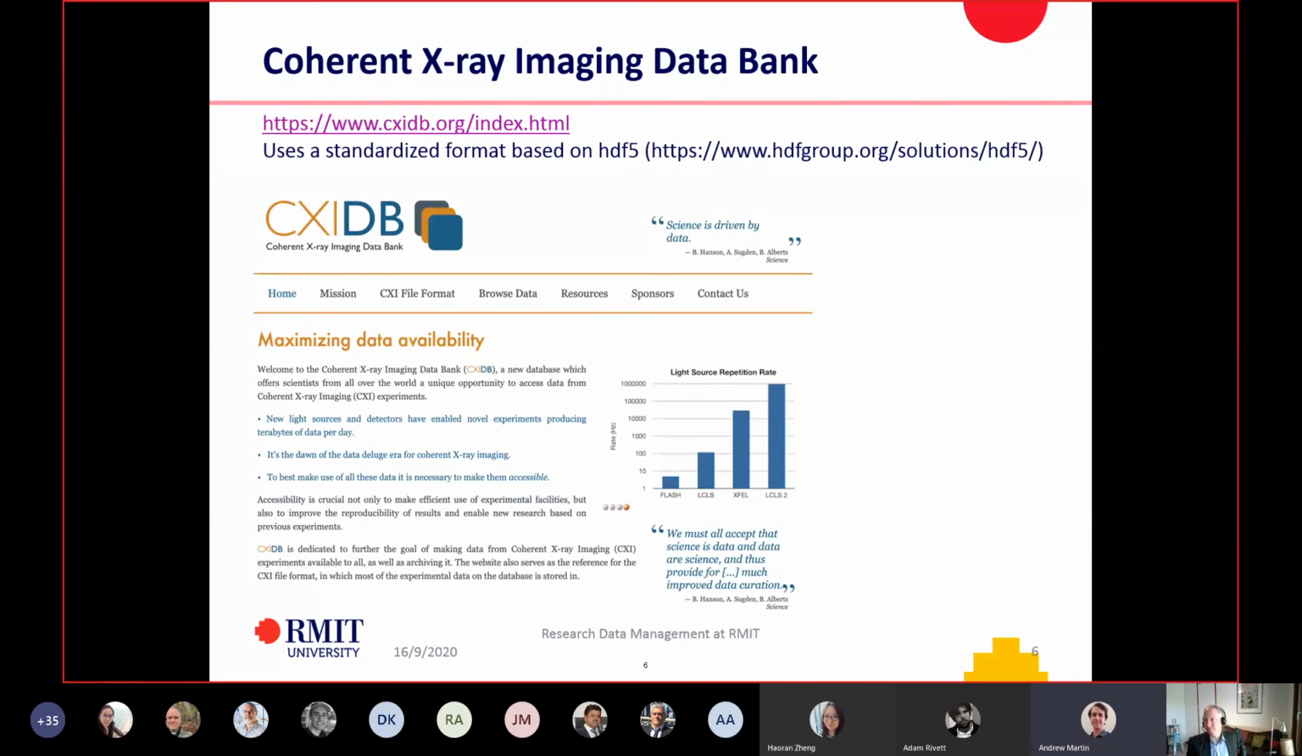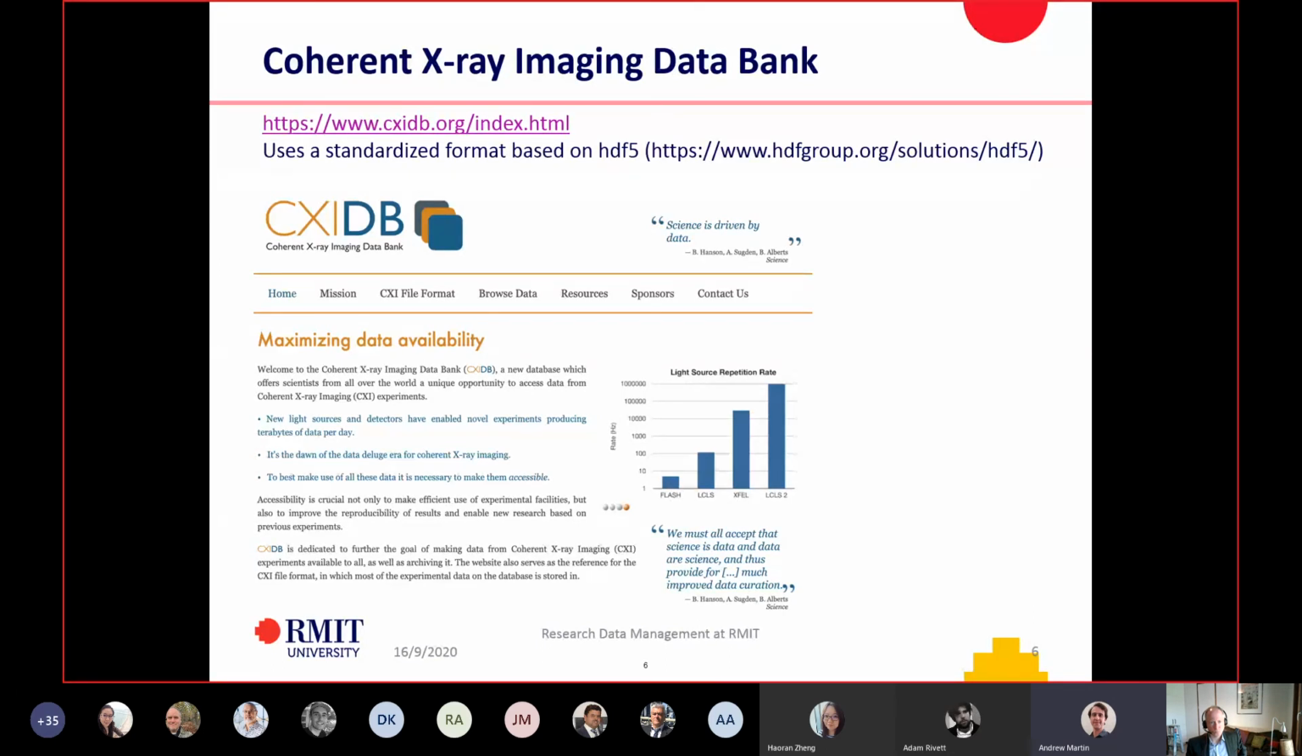Yeah, so the community actually set itself up with a database to store the data for itself. For a particular class of experiment, a particular type of imaging experiment, particularly for proteins, this was set up in Berkeley in California. I think it's the Berkeley National Lab over there where it's housed. It's the current X-ray imaging database.